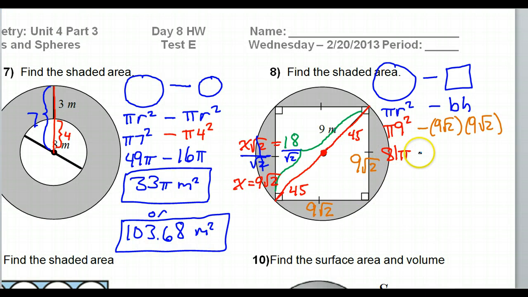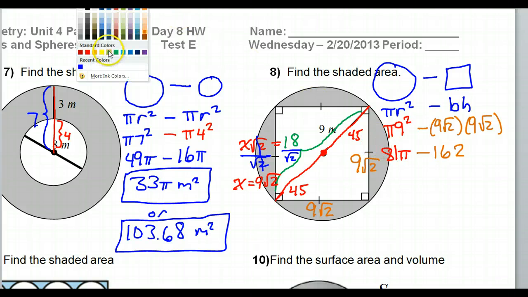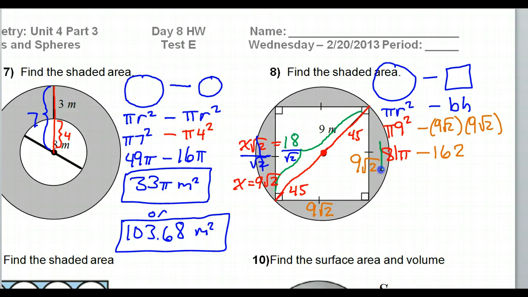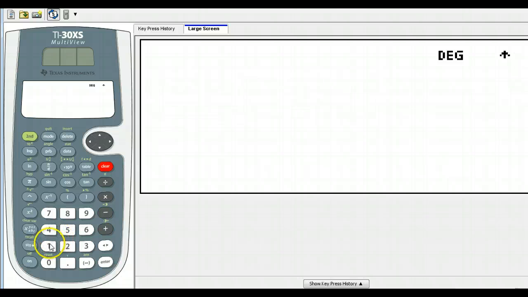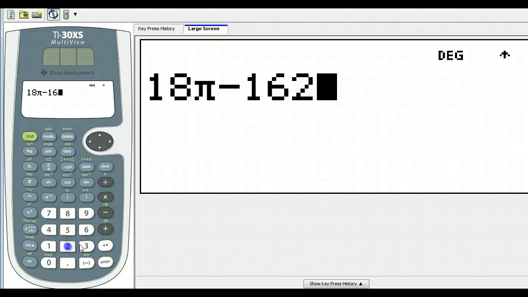So that's 81 pi minus 162. And this does not have a pi on it, and this does. So that is as far as we can go as far as exact answers go. So this is the exact answer right there. Or you could put this as a decimal. So what's 81 pi minus 162?